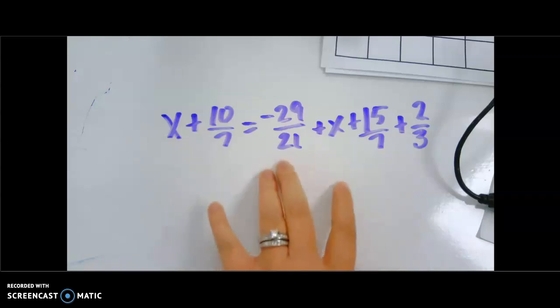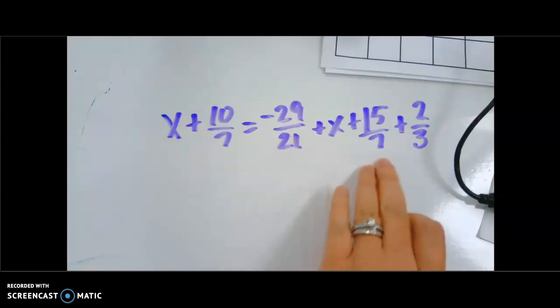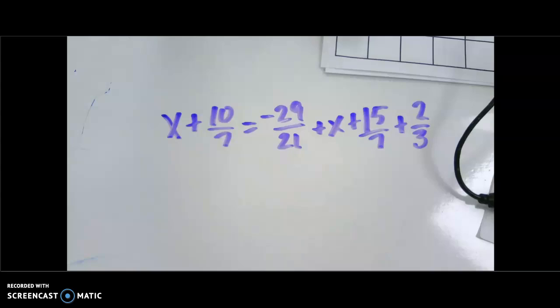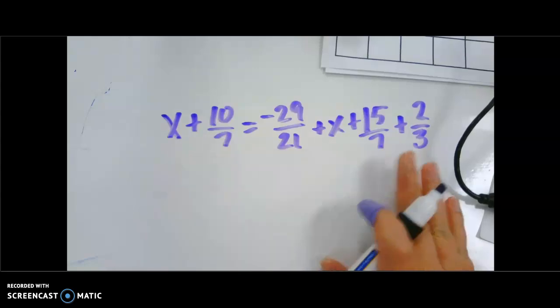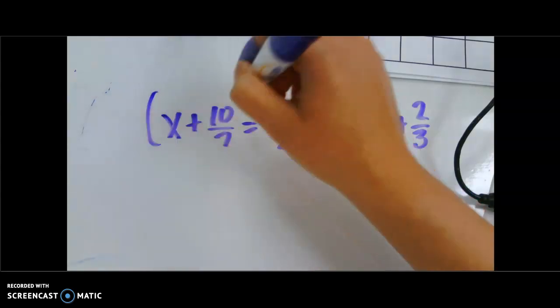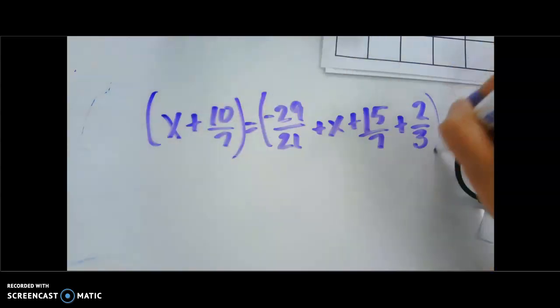I could over here go ahead and combine all three of these that are constants and not coefficients. They are like terms, but that's a lot of fraction work. So I'm going to look at my LCD. I have 7, 21, and 3, because that's another 7, right? And 7, 21, and 3. 21 is our least common denominator.